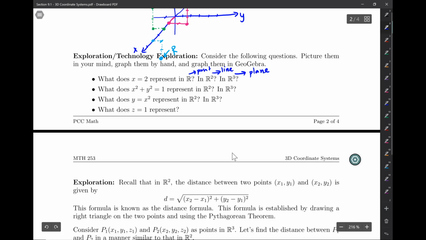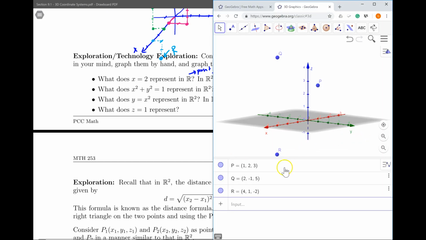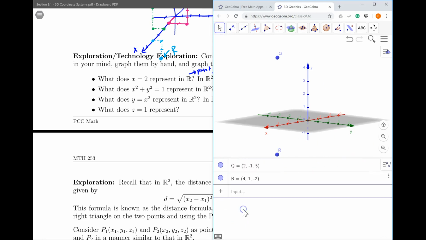And let's go ahead and visualize that in GeoGebra right now, as opposed to doing all of these and then going to GeoGebra and doing all of them. So I'll go ahead and get rid of these. Delete.